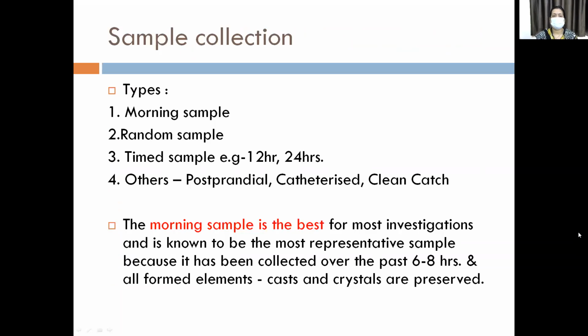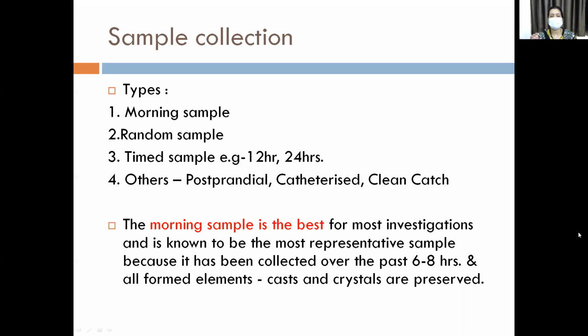So how do we collect the sample of the urine? Usually the morning sample is the best sample because there is a gap. After that only you are micturating, that's one thing. So that will have all the preserved casts and crystals, all the formed elements are preserved, and that's the reason why this is the most representative sample, the morning sample. What do you mean by the random sample? Random sample means at any time of the day you just go and give the urine for routine examination. That is the random sample.